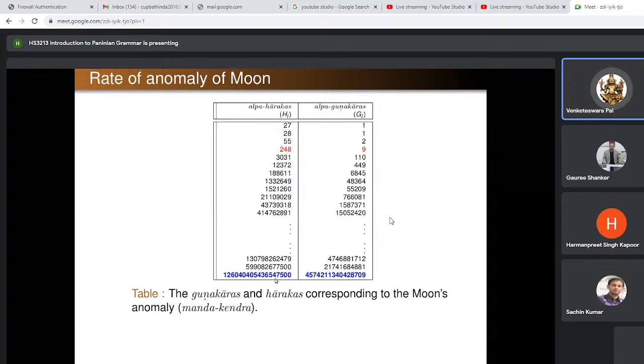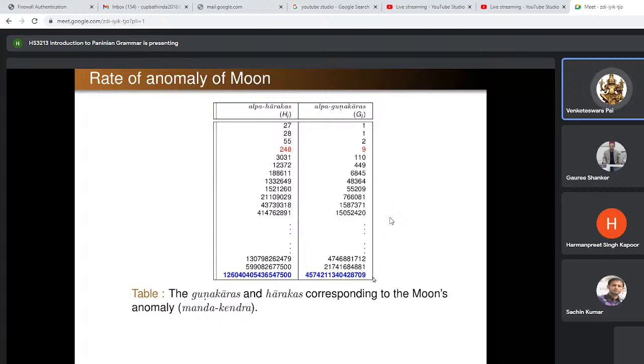Here this is an example. You can see there are two very large numbers which are given in blue color. These large numbers are nothing but the second column, the gunakaras column. The last entry which is in blue is the number of revolutions of the moon's anomaly, which is known as Bandha Kendra, and the moon's anomaly takes these many revolutions in these many days.